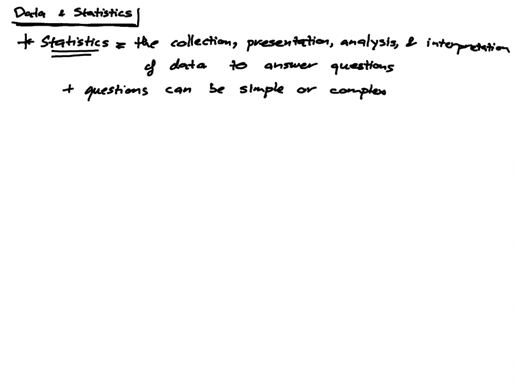An example of a simple question is one where I would like to know the average height of all Econ 3402 students. That's a fairly simple problem for me to do, right? On the other hand, a question can be complex. For example, people try to determine whether a drug is effective at treating a disease, right?